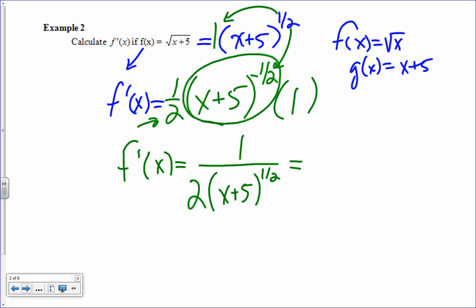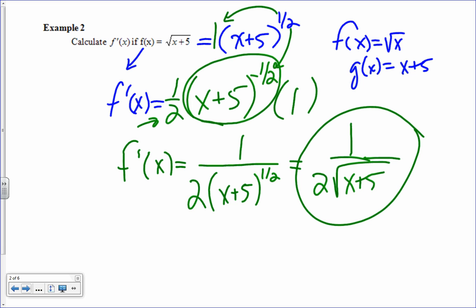Right? Which is that. Right? Again, either of those are probably fine. But I would probably personally prefer that one. Well, that's way faster than the definition. Okay.